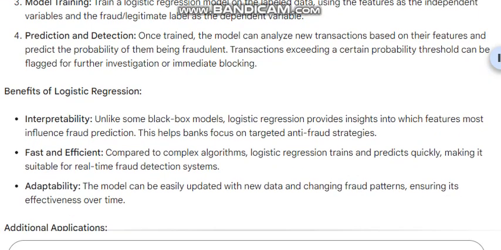4. Prediction and detection. Once trained, the model can analyze new transactions based on their features and predict the probability of them being fraudulent. Transactions exceeding a certain probability threshold can be flagged for further investigation or immediate blocking.